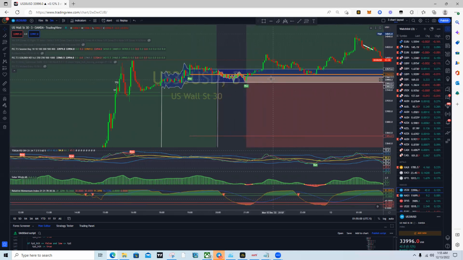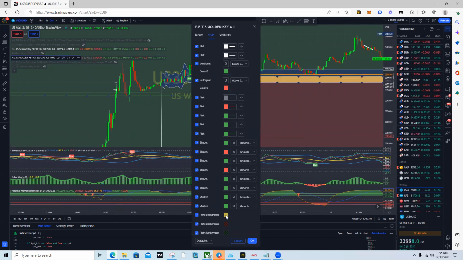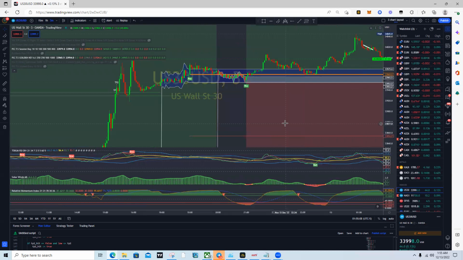Now you've got this session key zone, this small box right here. The golden key zone. Let's make it a different color. Let's see if it makes a different color. Okay, here we go. Still doesn't make a difference. The session key zone, if it's green, let's see if we can try to.